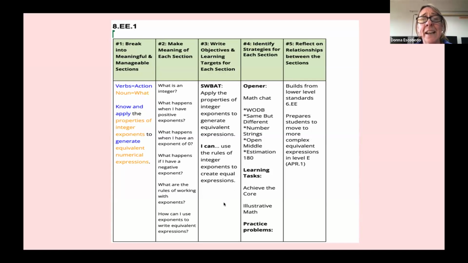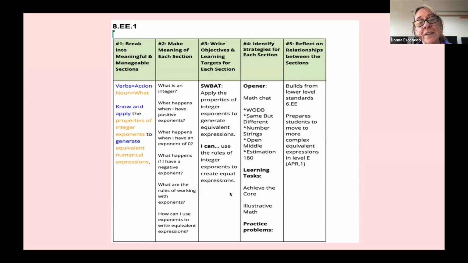And then writing the objectives, either in teacher language or in student language. So, I can use the rules of integer exponents to create equal expressions. So once I know how exponents work, now I can rewrite a different expression.